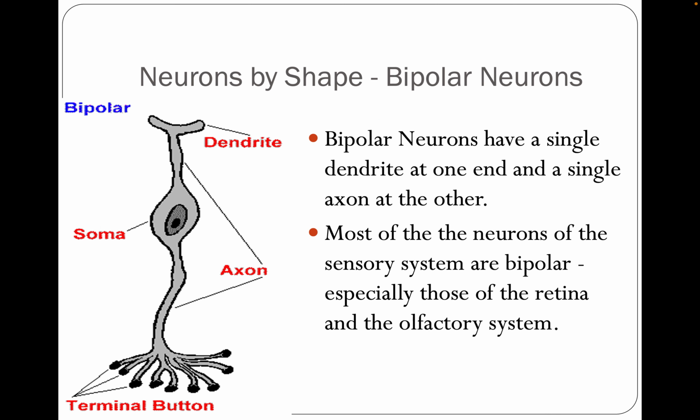Bipolar neurons have a single dendrite at one end and a single axon at the other. Most of the neurons in the sensory system are bipolar, especially those of the retina and the olfactory system.